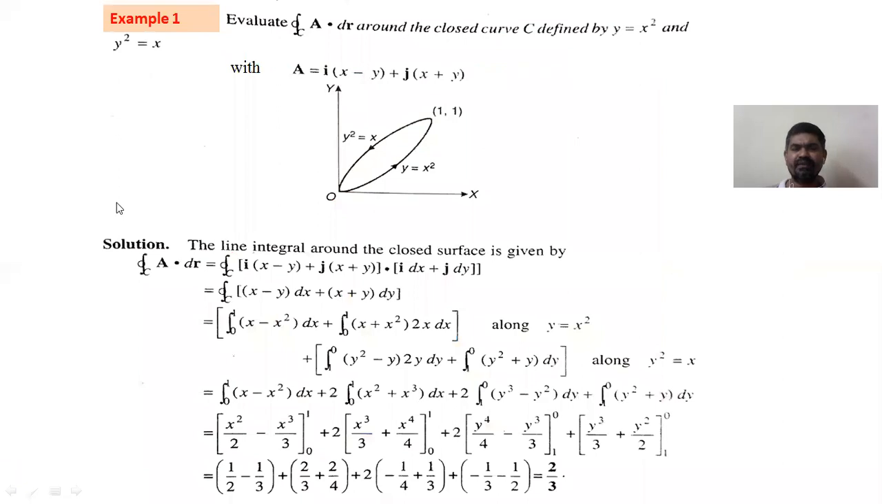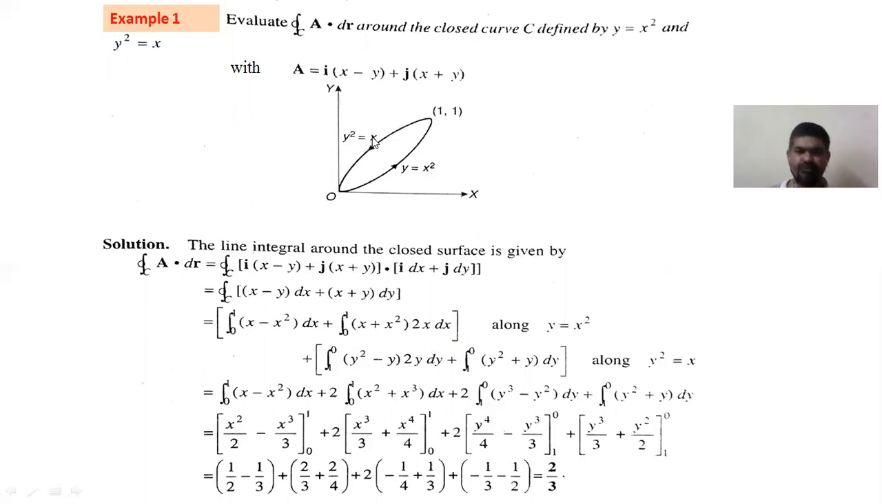Now let us do some numericals. Example 1: evaluate the line integral of A bar dot dr bar around the closed curve C defined by y equals x square and y square equals x. These are the two curves. This closes a curved path, with the vector field A bar equal to i cap into (x minus y) plus j cap into (x plus y). This is a two-dimensional vector field. That is why we have drawn the x-axis and y-axis. This line represents y equals x square. This curve represents y square equals x.